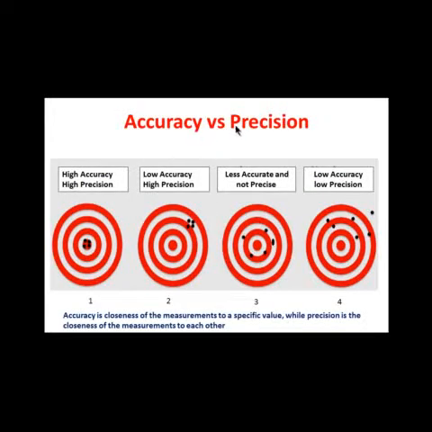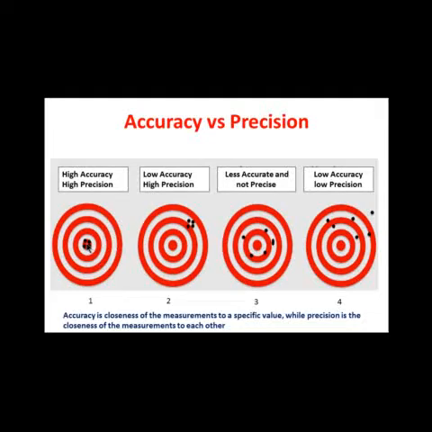So accuracy and precision are static characteristics. What is accuracy? Accuracy can be defined as the degree of exactness, and precision is the closeness of the measurements to each other. Let's look at this in a little more detail. So this is our bullseye. It's a very familiar picture.